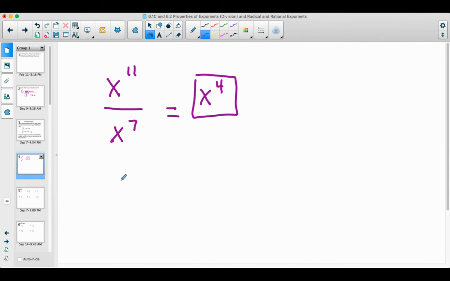If I did, let's go to another one. Let's say I have y to the 8th over y to the 15th. So now we look and 15 is bigger, but it's on the bottom. So I know I'm going to have my fraction. 15 minus 8 is 7. So y to the 7th is going to be placed on the bottom because the 15 is bigger. And then I'm just going to have to put a 1 on the top. And that's my answer for division.